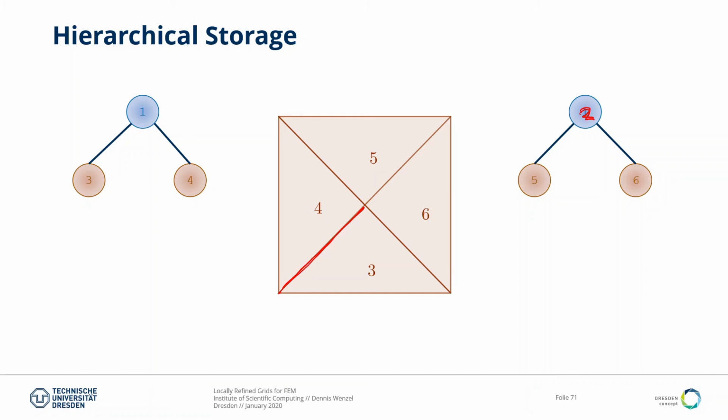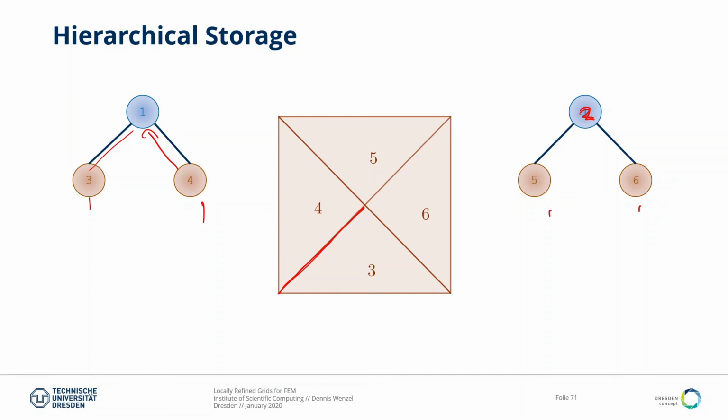And the reason for the coloring scheme is that 1 and 2, the original macro cells, are now not leaves anymore. So the leaves are 3, 4, 5, 6, and those are also the actual grid cells of the grid that we're representing. So we still keep the information that 3 and 4 were created by refinement of number 1, but we're not representing them currently.